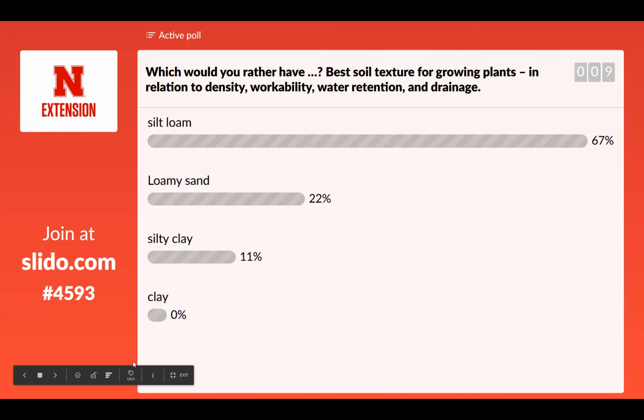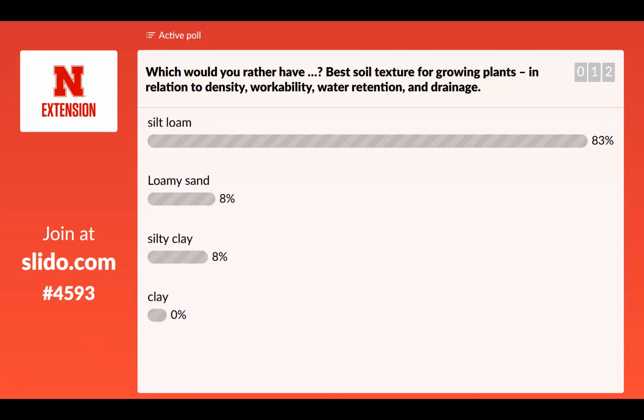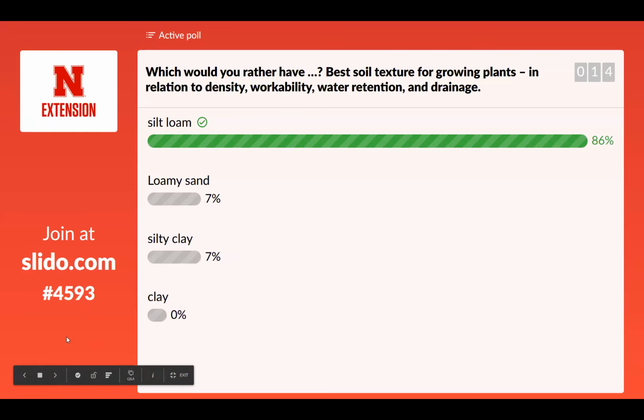Okay, so our first one, which would you rather have? The best soil texture for growing plants. If you think about density, how easy it is to work, the water it can retain, and also how it drains, what do you think the best texture is? Excellent. Yes, it is silt loam. So we'll talk about texture. I feel like that's one of the properties that's more commonly known with soil. We'll talk about why it is the best texture.